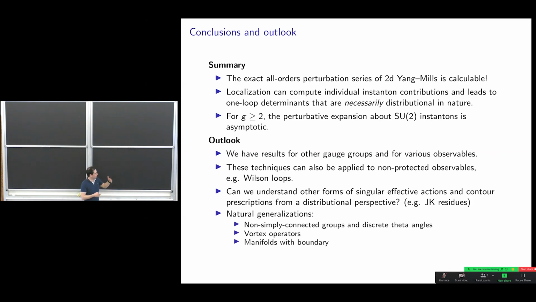And of course, in the context of two-dimensional gauge theories, there are obvious generalizations: non-simply connected groups, discrete theta angles. You can insert vortex operators and also consider manifolds with boundaries. All things that can surely be dealt with by studying the Migdal representation.